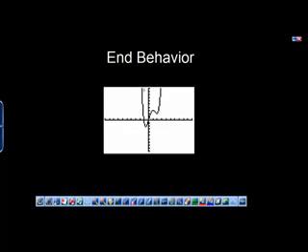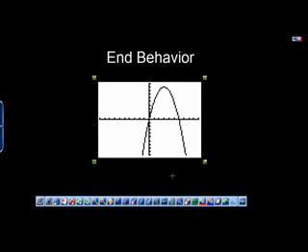Graph's end behavior. When you have a graph, your line will have two ends. In this case, both ends are moving upward. In this graph, we have our two ends, which are both moving down.